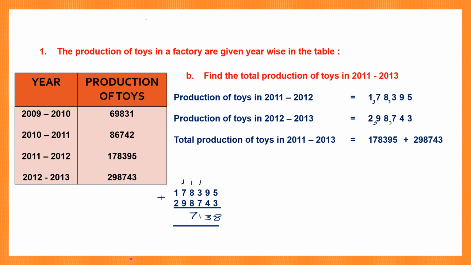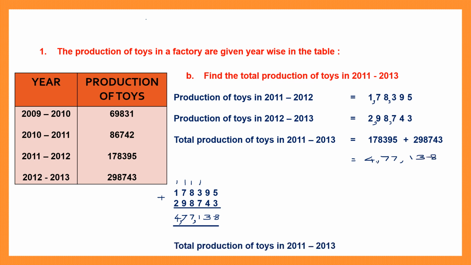Now here also we can say 9 plus 1 is 10, 10 plus 7 is 17. So we can have 7 here and carry 1. Now here we can say 1 plus 1 is 2, 2 plus 2 is 4. So we have a number. Let's place our commas correctly. We have a comma there and a comma here. So this becomes 4,77,138. So that is the total production of toys. Let's write it here. 4,77,138.